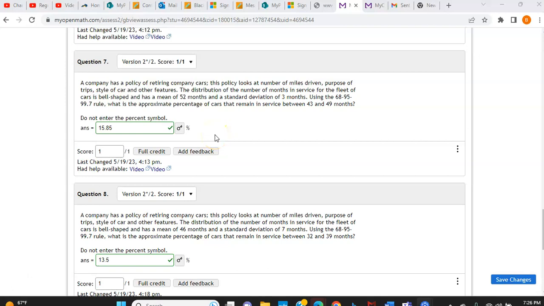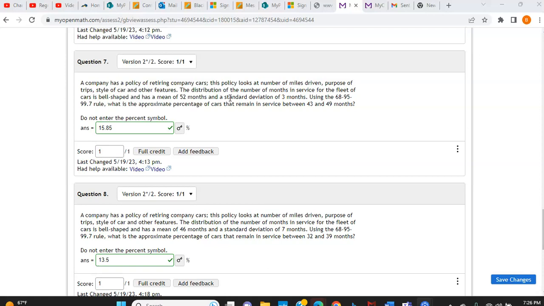Okay, so let's look at numbers 7 and 9. This is section 2.5, and we're looking at the empirical rule. And I apologize, my puppy is moving toys around in the background, so you might hear that kind of going on back there.